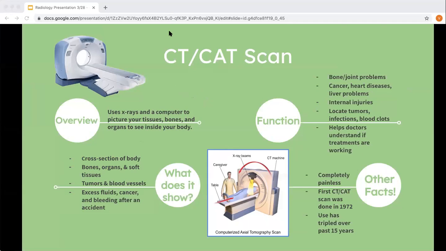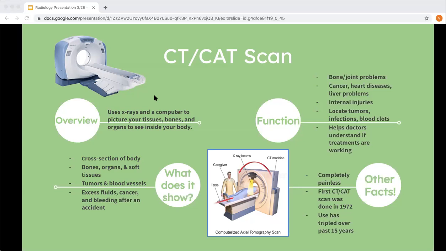Now let's move on to CT or CAT scans. These are when doctors use X-rays and a computer to picture your tissues, bones, and organs with cross-sectional images, and they help them see inside your body. It's important to note that these show even more detail than a standard X-ray.